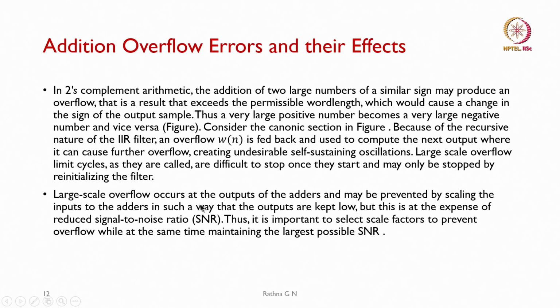What it says is that large scale overflow occurs at the outputs of the adders and may be prevented by scaling the inputs to the adders in such a way that the outputs are kept low. But this is at the expense of a reduced signal to noise ratio, because you are bringing down the amplitude of the signal, so my signal to noise ratio is going to be affected. That is why it is important to select scale factors to prevent overflow while at the same time maintaining my largest possible signal to noise ratio.